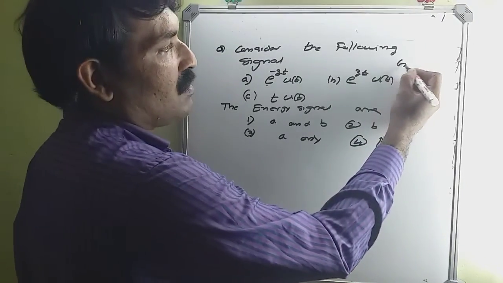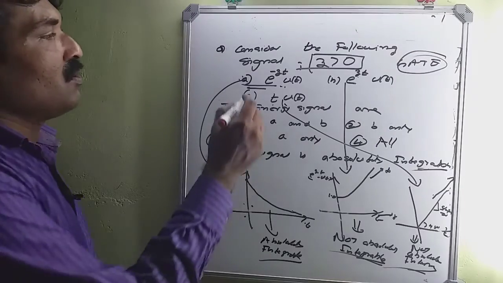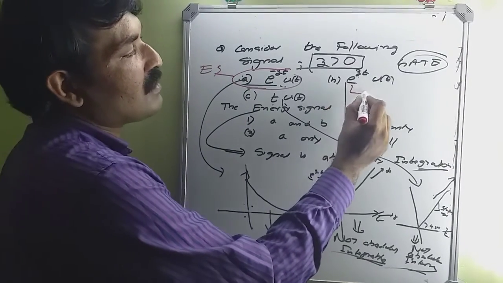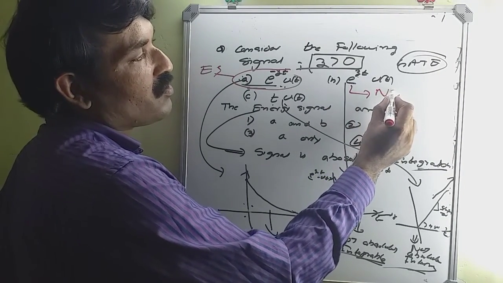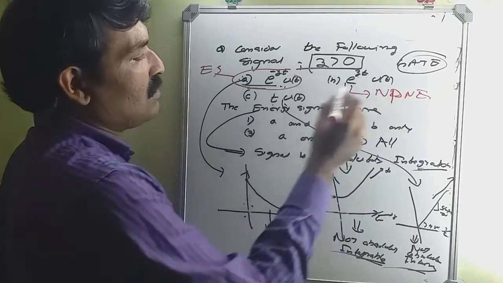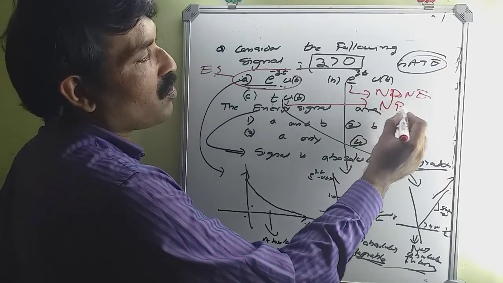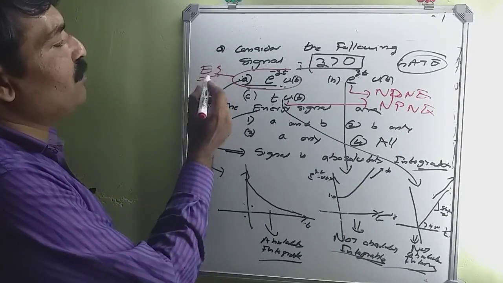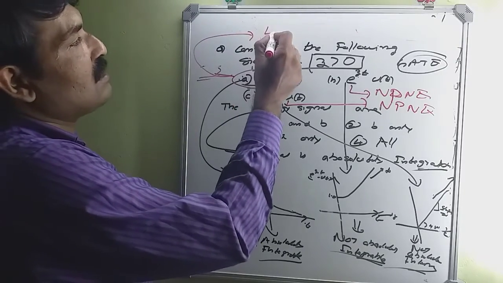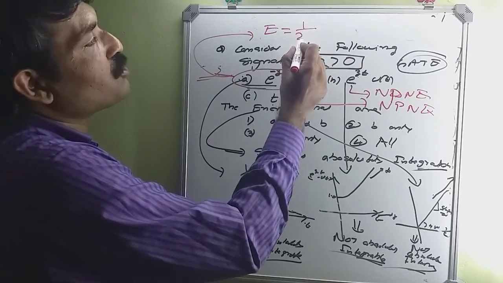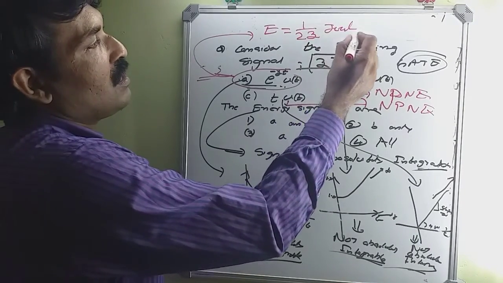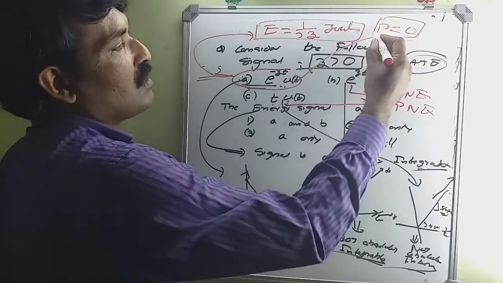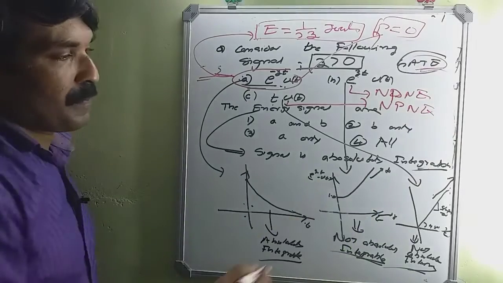This is a GATE question. This is the energy signal. This is not an energy signal, neither power nor energy. This is also neither power nor energy signal. This is the energy signal. What is the value of the energy? Energy of the signal is equal to 1 by 2z joule, and power is equal to 0 for this signal. This is a big question.